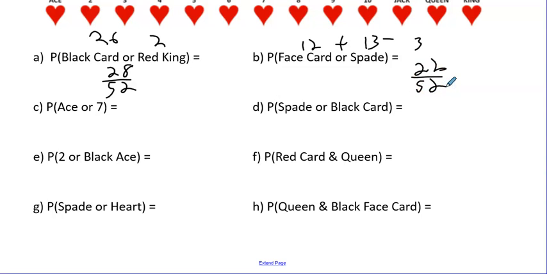An ace or a 7? Well, you can't be both. So that's just 4 of these, 8 out of 52. Again, I wouldn't do the 32. 52. This time I even said it.